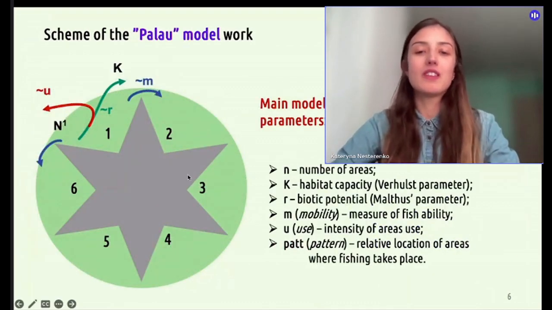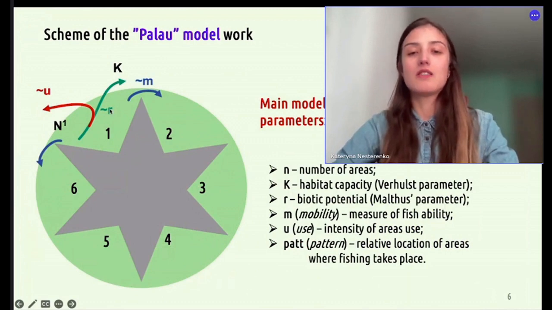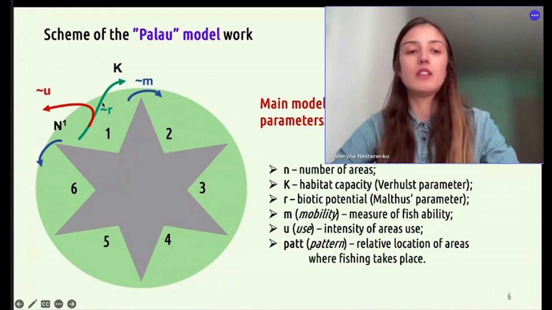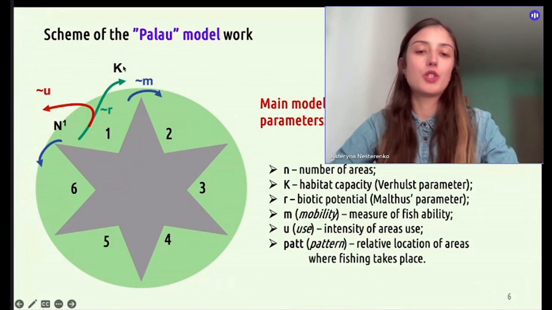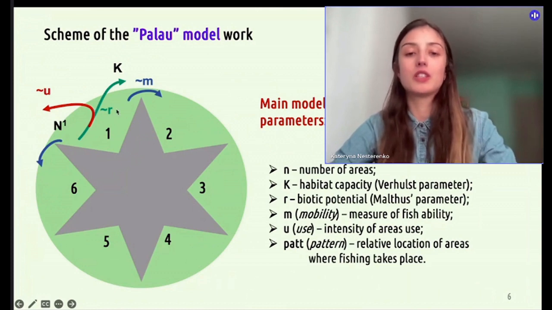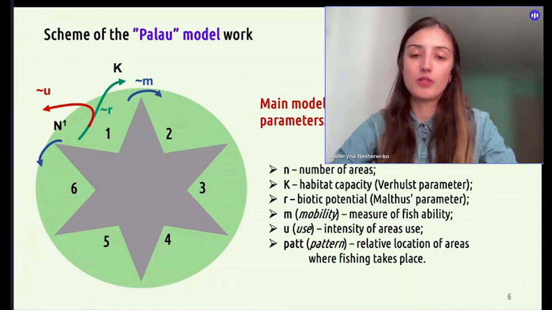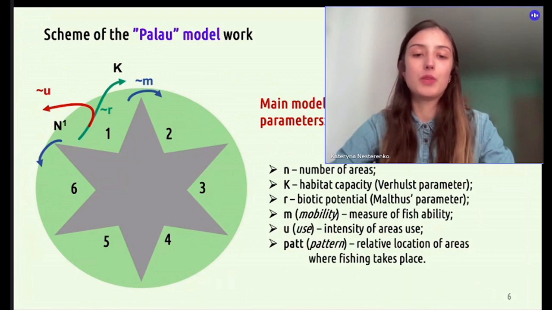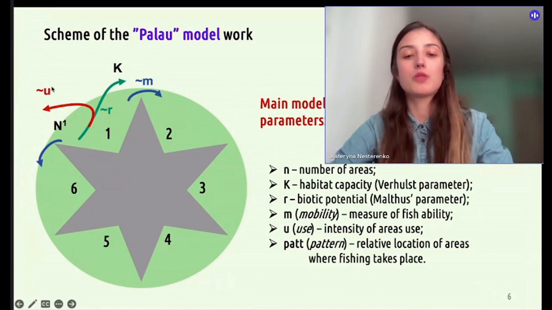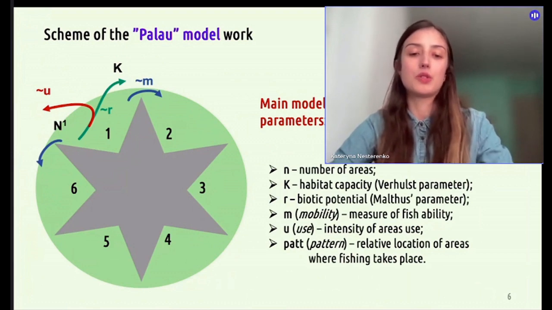Here, you can see the construction diagram of our model and its main input parameters. Here we see 6 bordering water areas. A certain amount of fish can live in each of them, and its amount is represented by the n parameter. This amount is determined by the value of k, the capacity of the area. In each area, fish reproduce, which is regulated by the parameter R, biotic potential. Parameter M describes the speed at which fish are distributed between water areas, and the U parameter determines what part of fish stocks we take in the case of organizing fishing in a certain area.